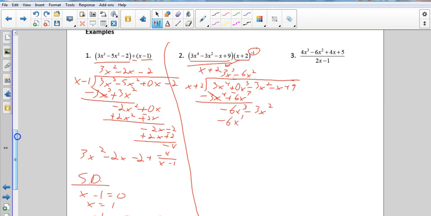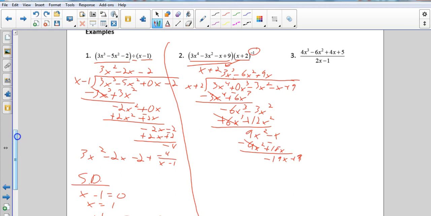Multiply negative 6x squared times 2. That's going to give me negative 12x squared. Change the signs and add. Cancel. 12 minus 3 is 9x squared. Bring down. What's going to give me 9x squared? 9x. 9x squared plus 18x. Change the signs. Cancel. That's going to give me negative 19x plus 9.